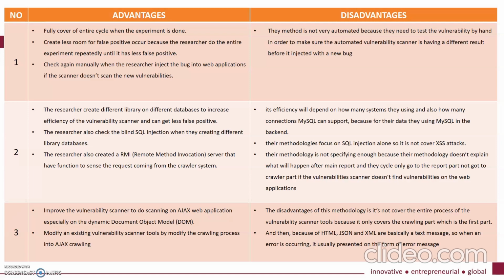The researcher from the second research creates a different library on a different database to increase the efficiency of the vulnerability scanners and can get fewer false positives. The researcher also checks the blind SQL injection when creating the different library database. The researcher also created an RMI, remote method invocation, server that has a function to sense the requests coming from the firewall system. But its efficiency will depend on how many systems they use it on and also how many connections MySQL can support, because for the data, they're using MySQL in the backend.